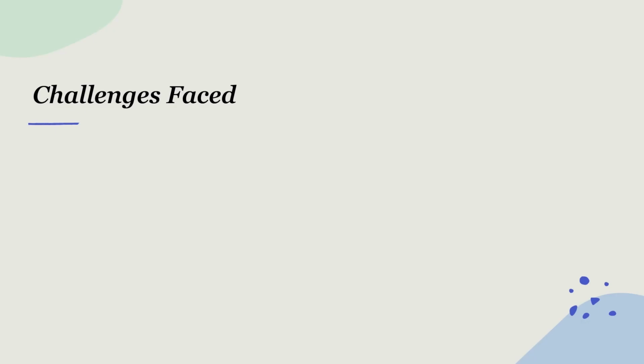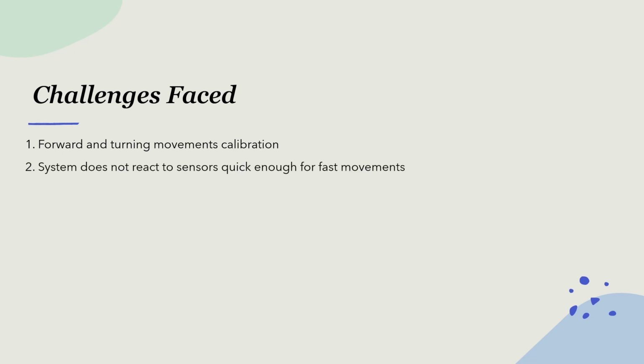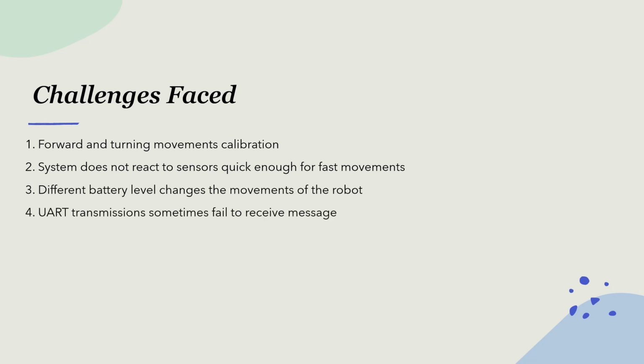We face many challenges along the way. For the robot, the calibration of the forward and turning movements. Next, the system does not react to sensors quick enough for fast movements, and the different battery level changes the movement of the robot. And the UART transmission sometimes also fails to receive the message.